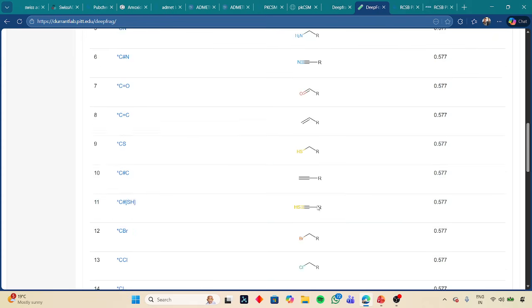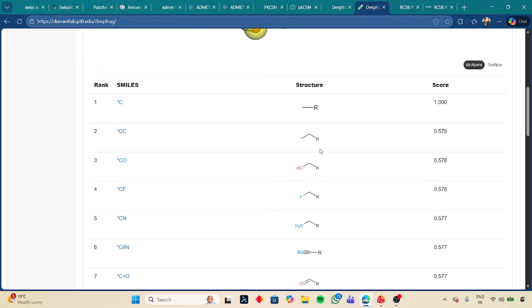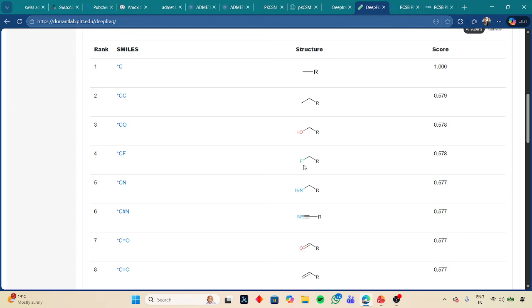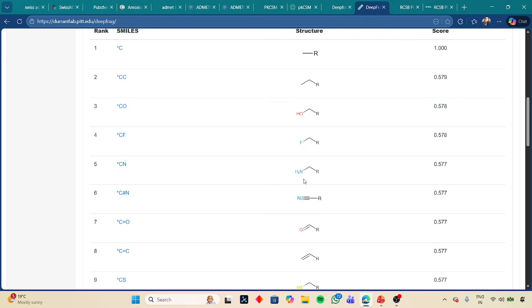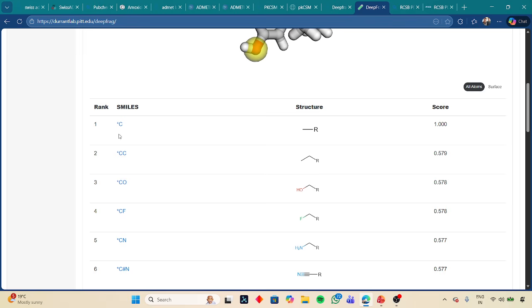You can see that various groups are there. First one R, then we have the ethyl hydroxy, that is a substituted hydroxy. We can attach the fluorine, and then we can attach the amines, cyanides. But the very first rank, that is the score of 1.0, it is a score from 0 to 1. So we can attach this one.